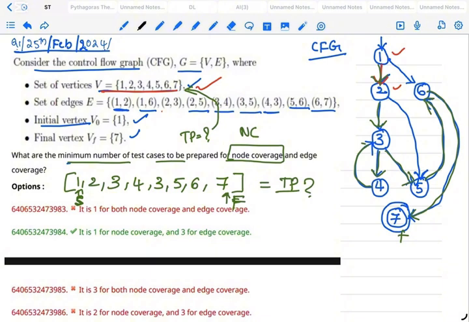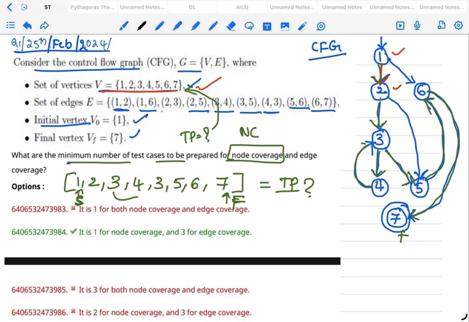Is the direction from node 1 to node 2 a valid direction? Yes, valid direction. There is a path from 1 to 2, and 2 to 3 is a path, and 3 to 4 is also a valid path, and 4 to 3 is also a valid path, and 3 to 5 is also a valid path, right? All these directions are valid directions. That is, this test path is valid because of valid transitions.